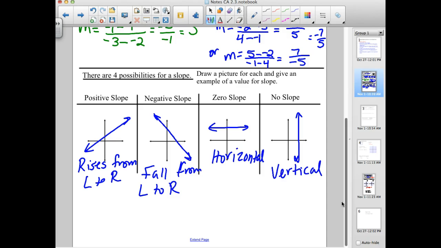Now, why is that? What is my rise in a horizontal line? 0. 0 over any kind of run, right? I can do that. I can take 0 divided by a number. I just get 0. That's why my slope is 0. Over here, I rise, but I have no run. That's what I can't do. I can't divide by 0. So that's why we can't calculate a slope for vertical lines.